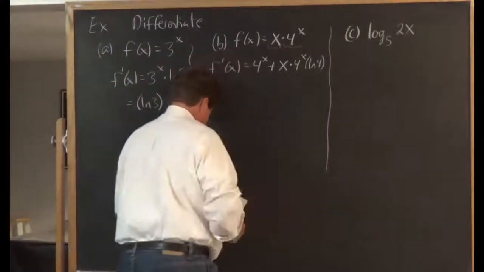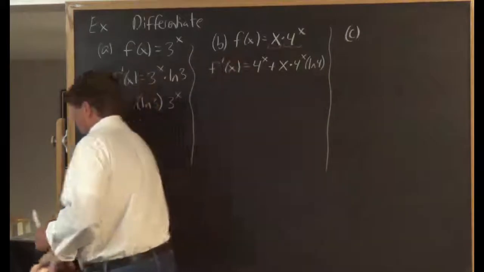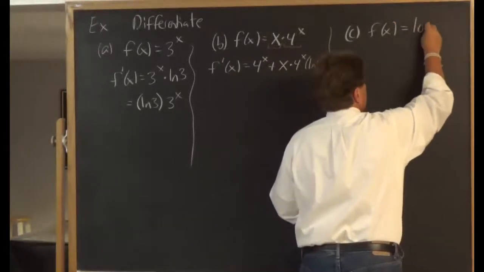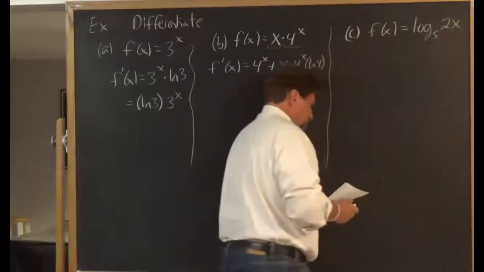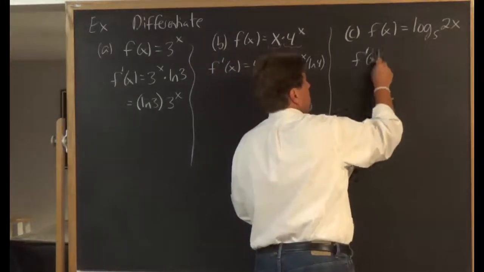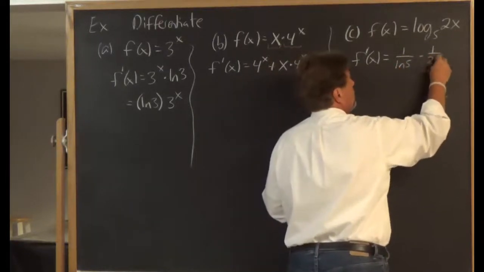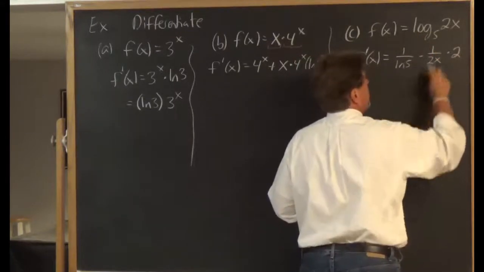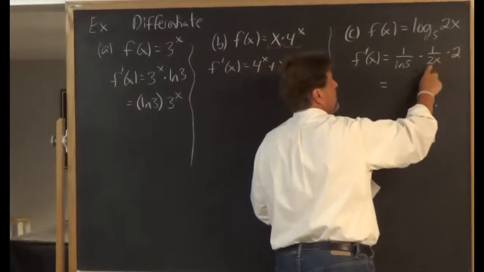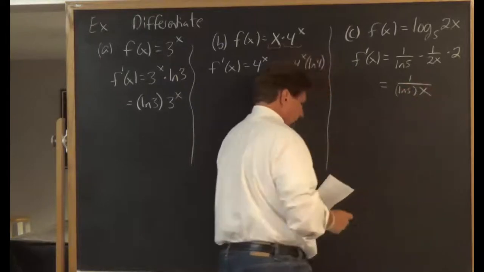Part C was actually f of x equals, I left off the f of x, so let me put that up here. F of x equals log base 5 of 2x. And so the derivative for it is 1 over the natural log of 5 times 1 over 2x, and then don't forget the chain rule, times 2. The derivative of 2x is 2. And we could rewrite that because the 2's would cancel out. So we could rewrite it as 1 over the natural log of 5 times x.